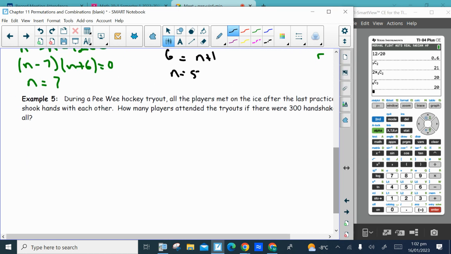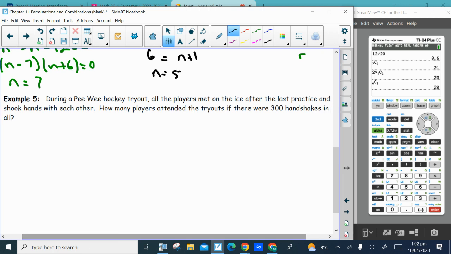During a Pee Wee hockey tryout, all the players met on the ice after the last practice and shook hands with each other. How many players attended the tryouts if there were 300 handshakes in all? So in this case, what you have to realize is that it takes 2 players to come together to shake hands. Okay? What this is saying is that nC2 equals 300. That's what it's saying.